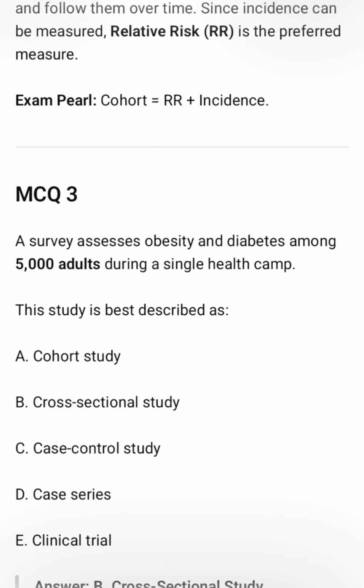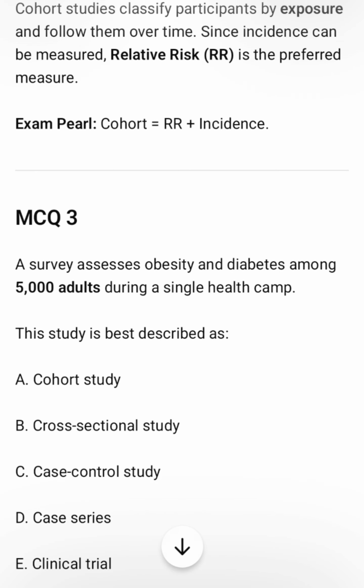MCQs 3. A survey assessed obesity and diabetes among 5,000 adults during a single health camp. So this was a study about the disease, an informational study, at a single time. The study is best described as A. Cohort, B. Cross-sectional, C. Case control study, D. Case series, E. Clinical trial. So it was cross-sectional study.